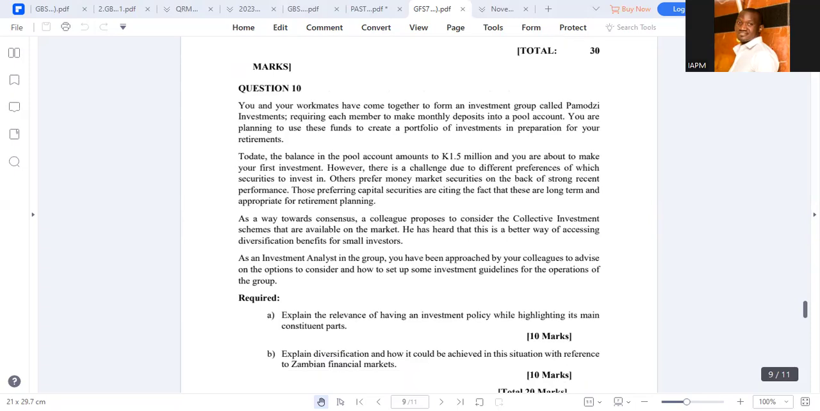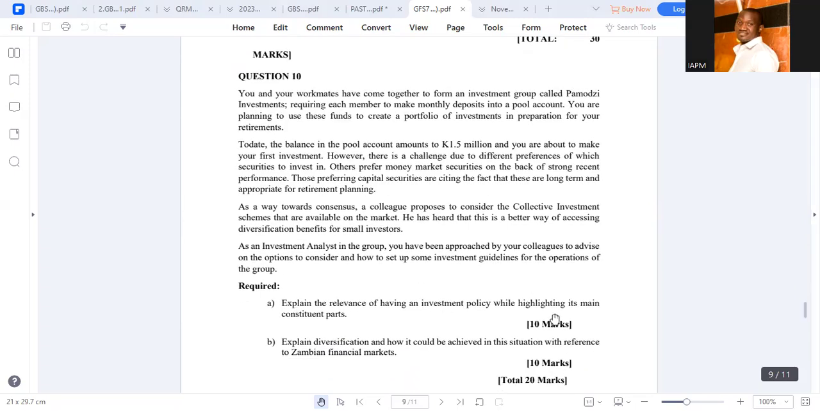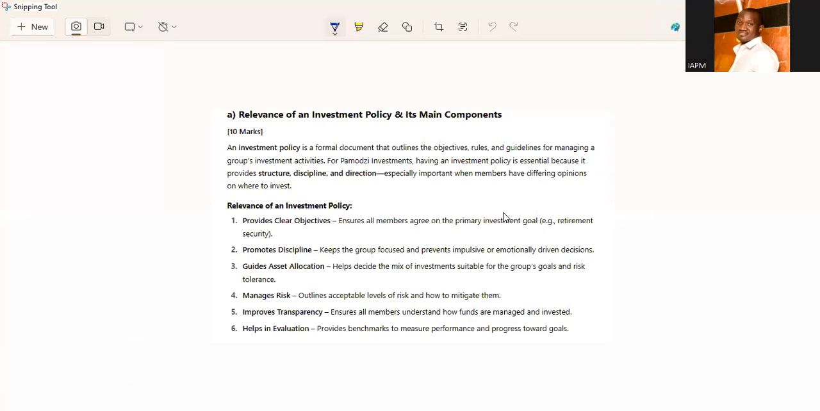Okay. So number 10, explain the relevance of investment policy and also highlight the main constituent parts of an investment policy. Okay, so most of these questions are very bulky. So you do well to not only concentrate on calculations, but also understand these theoretical components. So what's an investment policy by definition? An investment policy can be defined as a formal document that outlines the rules and guidelines for managing a group's investment activities.